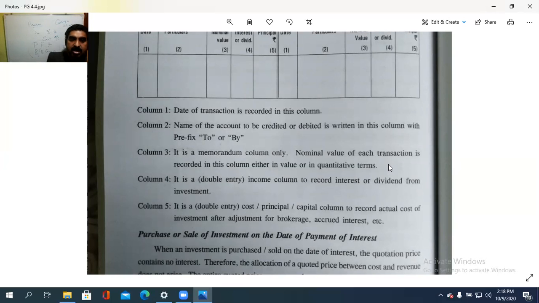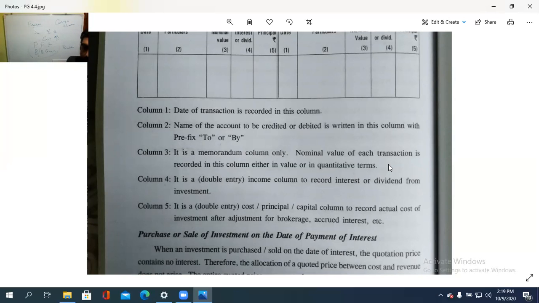And lastly, double entry where the cost or the principal or the capital column to record the actual cost of investment after adjustment for brokerage, accrued interest, etc. അതായത് ആഡപ്പ് ചെയ്തിരിക്കുന്ന പലിശ നിരക്ക്, പിന്നെ കമ്മീഷൻ, ബ്രോക്കേഴ്സ് കമ്മീഷൻ ഉണ്ടല്ലോ, അതൊക്കെ കിഴിച്ചതിന് ശേഷമുള്ള എമൗണ്ട് ആണ് പ്രിൻസിപ്പൽ എമൗണ്ട് ആയിട്ട് എഴുതുന്നത്.